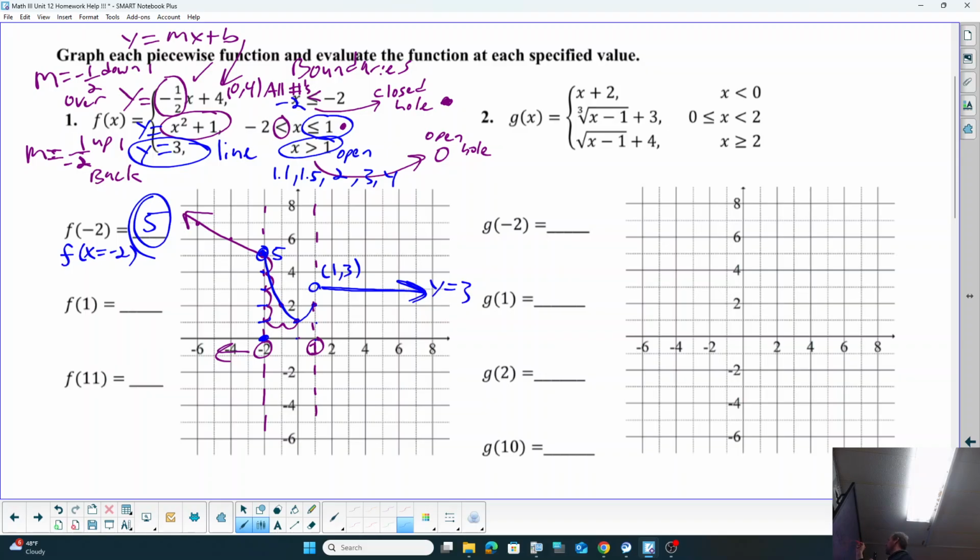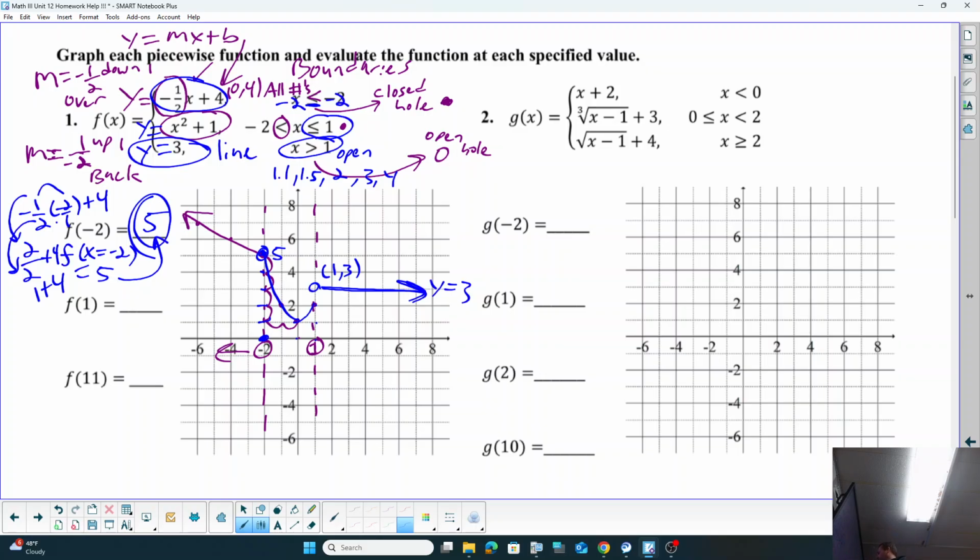So -2 is less than or equal to -2, so we would use the graph of a line. And we would go -1/2, x is -2, and then +4. And we write that over 1. -2 times -1 is a +2 over 2. 2 times 1 is 2. So that gets multiplied there, this gets multiplied there, and then don't forget your +4. And so that's 1 + 4 is 5. We got it.